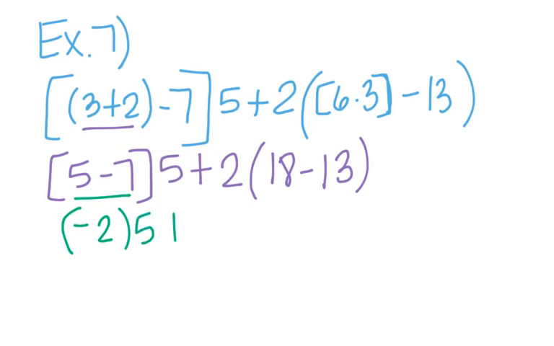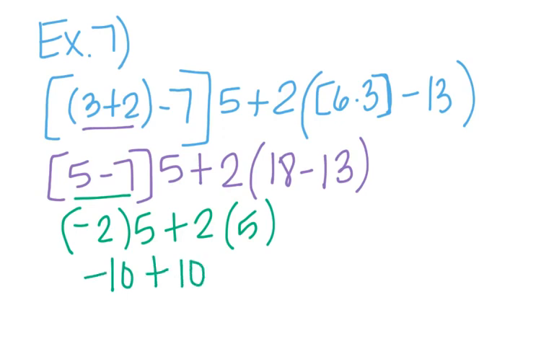We're going to bring the 5 plus 2. 18 minus 13 is 5. And then negative 2 times 5 is negative 10, excuse me, plus negative 10. And then we simplify that. Negative 10 plus positive 10 is 0.